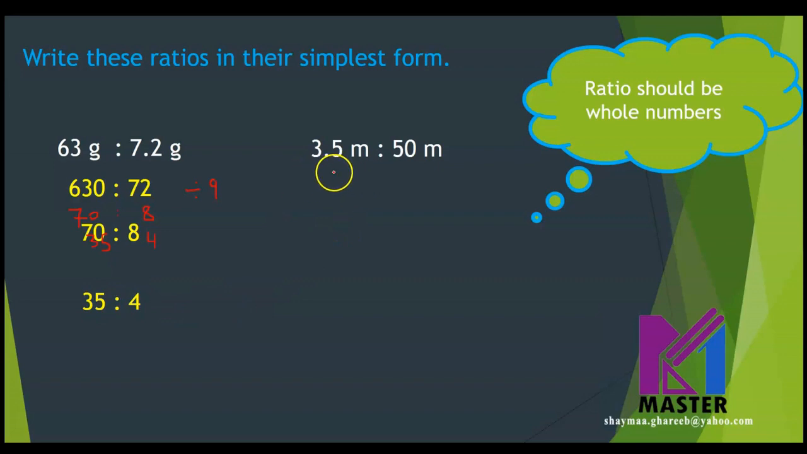What about the second one? I will do exactly the same. Multiply by 10 both numbers, so I will have 35 to 500. If you divided both by 5, 35 divided by 5 equals 7, and 500 divided by 5 equals 100. Then the simplest form will be 7 to 100.